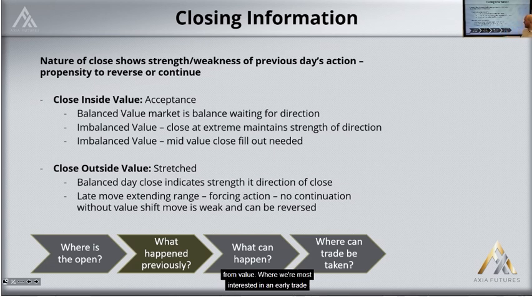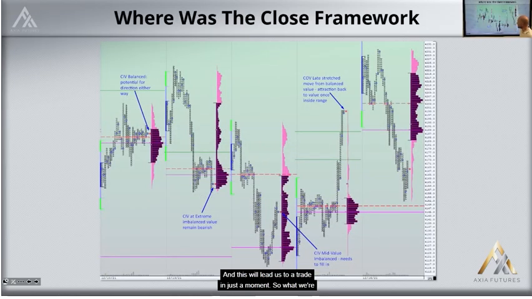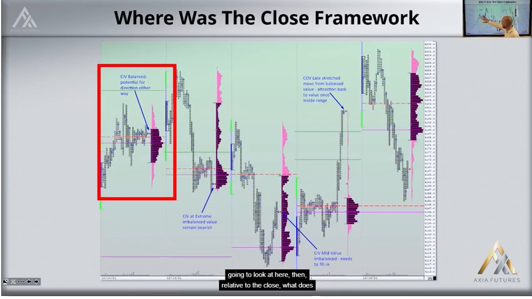Where we're most interested in an early trade opportunity is a late move extending the range. This is where you don't get the close within what was the previously established range, but the move into the close extends the range. This then is a movement away from established value and away from the established range. This is a stretched move. These are people participating late on in the day and driving the action only late on, essentially not giving the chance for that responsive trade back because there isn't time. These are weak positions. These potentially can get reversed, and this will lead us to a trade in just a moment. So, what we're going to look at here then, relative to the close, what does this mean?